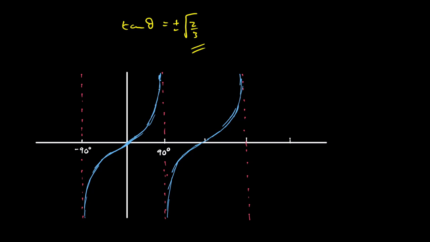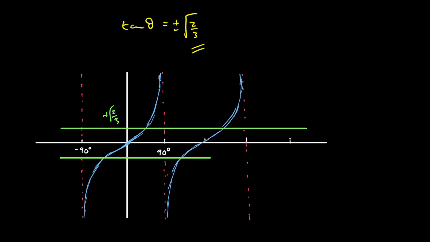trying to find out when this graph intersects the line plus root 2/3 and also minus root 2/3. We can use the calculator to find out the first of these values. So we'll find out that value there. We do the tan inverse of positive root 2/3, and that gives us, I think, 39.2, right? So that value there is 39.2. And hopefully by symmetry, you can see that that value there would have to be the same value but negative, right? So we get negative 39.2 degrees.